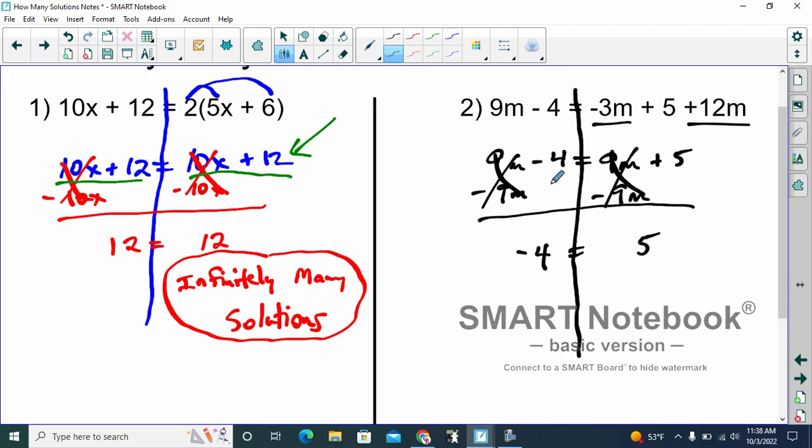And this doesn't always happen, but every once in a while, all the m's or all the x's cancel out. Notice on the previous example, I got 12 equals 12. 12 is always equal to 12. That is why we had infinitely many solutions.